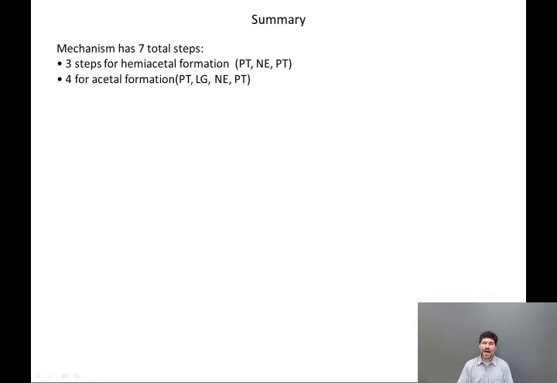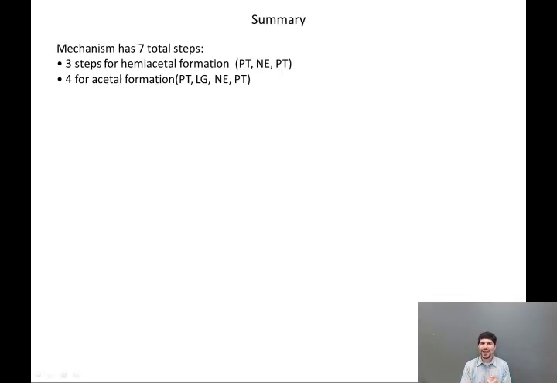Okay, so to summarize this process, a 7-step mechanism overall is the longest mechanism that you have been exposed to so far. And we did break it down into two parts. The 3 steps for the formation of the hemiacetal and the 4 steps for the conversion from the hemiacetal to the acetal. What I like to do with longer mechanisms is just take each step and attach a short label to it.